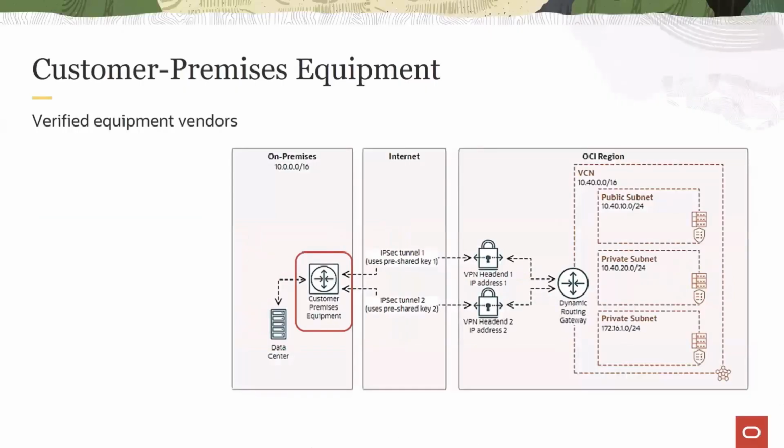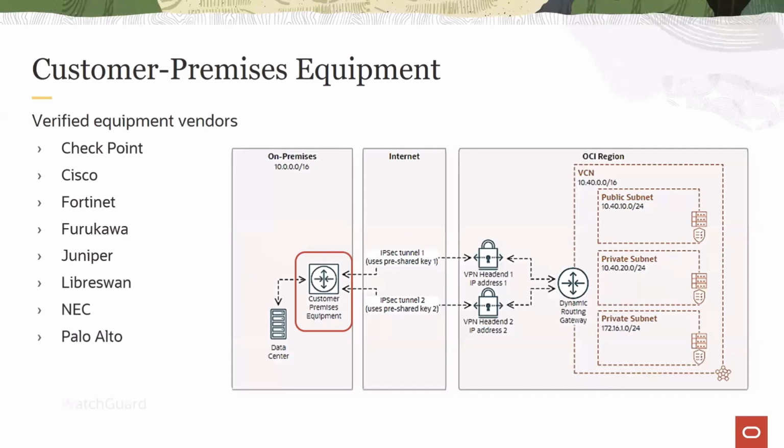So this is your customer premises equipment device. I mentioned that it can be software, it can be hardware, and it's deployed in your on-premises environment. So you can see the list of the verified equipment vendors like Cisco, Fortinet, Checkpoint, Juniper, LibreSwan. And I also mentioned that there are two tunnels when you create an IPsec connection. So tunnel 1 and tunnel 2, and each of these tunnels has a public IP address associated with it, and they also contain a pre-shared key.